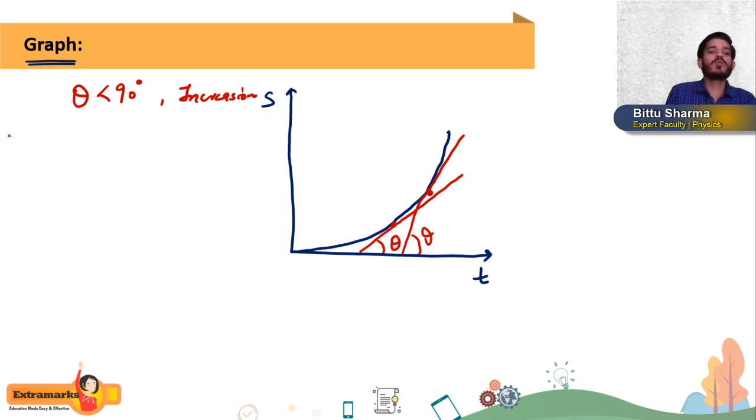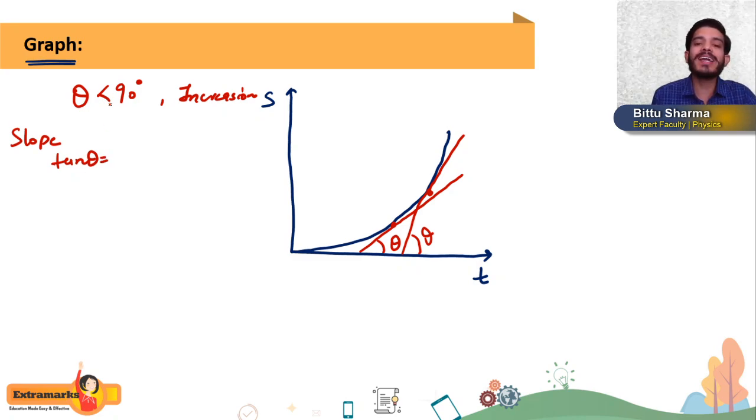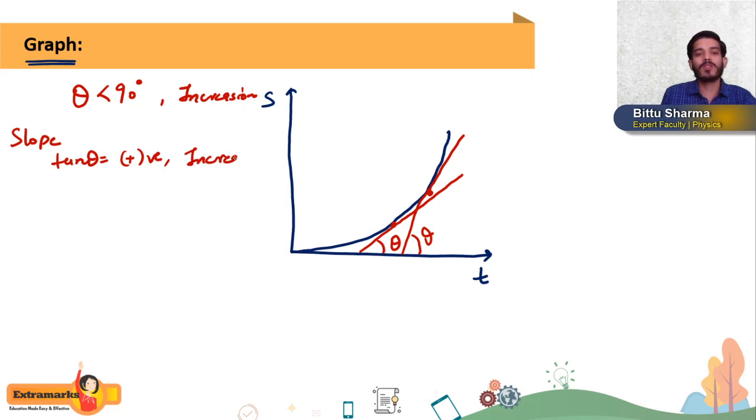Now what is slope, students? Slope is nothing but tan theta. Yes or no? If theta is less than 90 degrees, students, then slope, tan theta, will always be positive. As the value of theta increases, tan theta will also increase, because tan theta is an increasing function. So it will also increase.